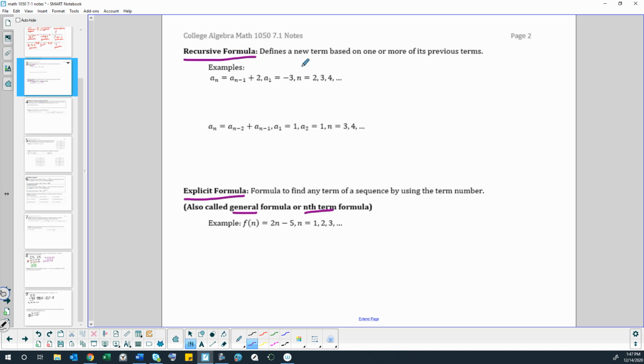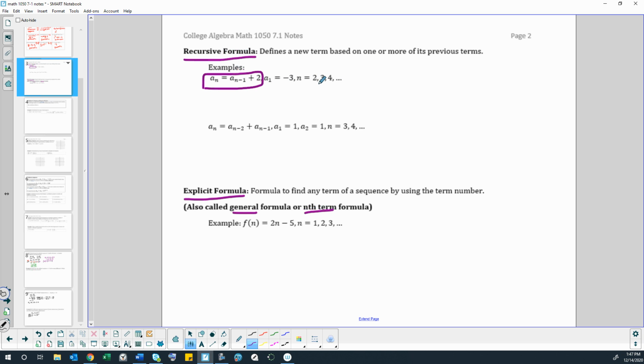Okay, so this particular sequence has been defined as A sub n is equal to A sub n minus 1 plus 2. Okay, so that's our recursive formula right there. And there's a comma, and then we have some other information that we needed to know. A sub 1 is negative 3. So we already know A sub 1. We already know our first term is negative 3.